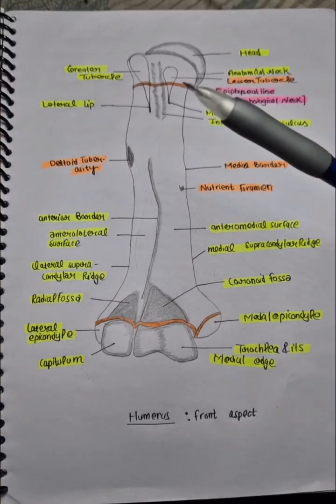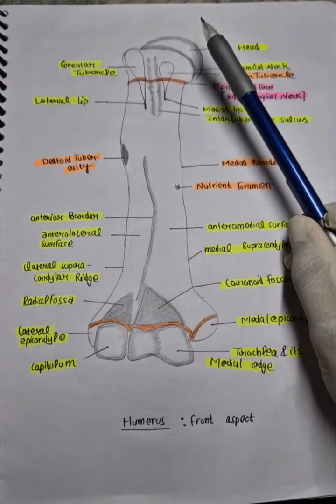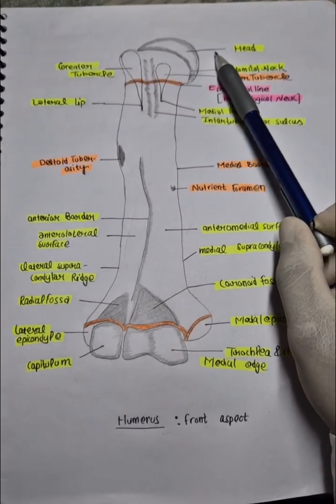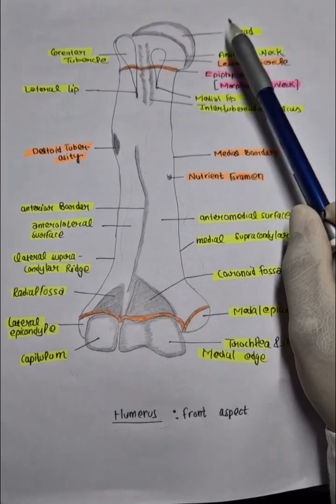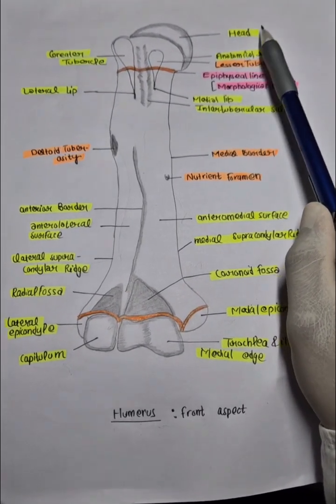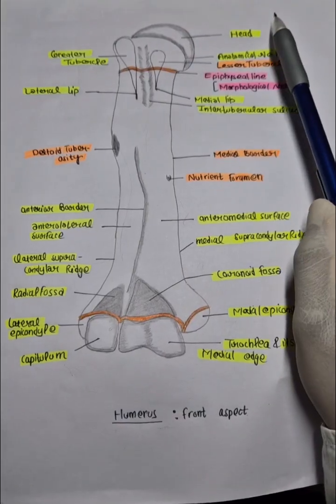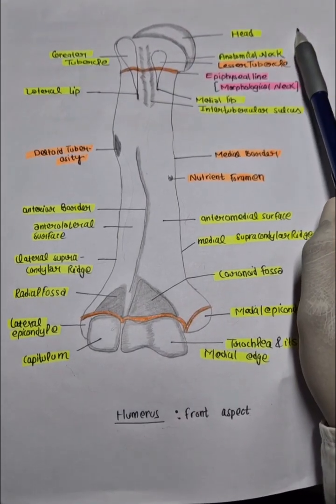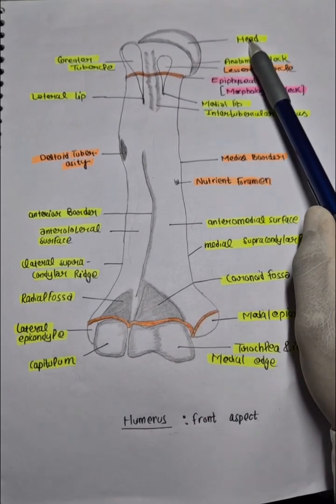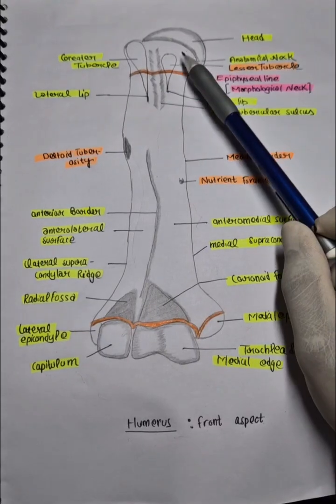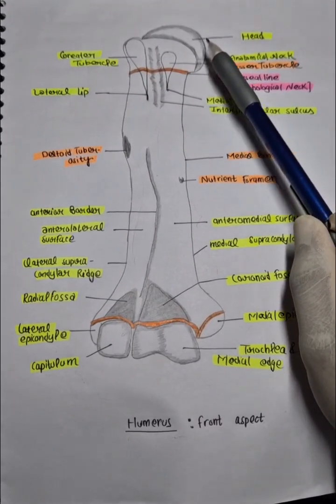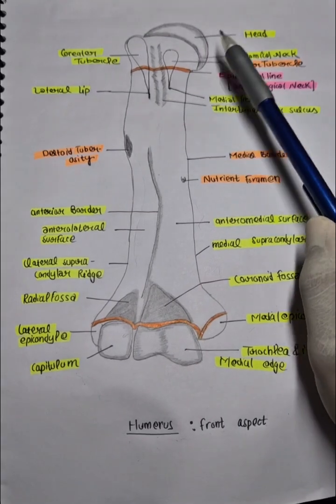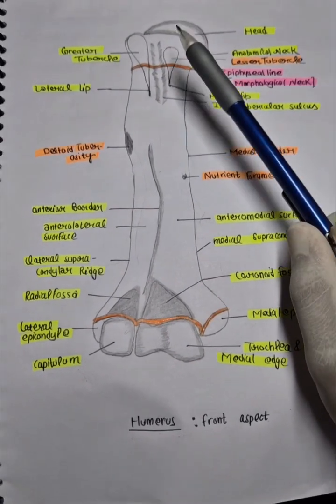Now we discuss one by one, the head. This head is about one third of a sphere and articulates with the glenoid cavity of the scapula to form the shoulder joint. Now this is the anatomical neck, which separates the head from the rest of the upper end.